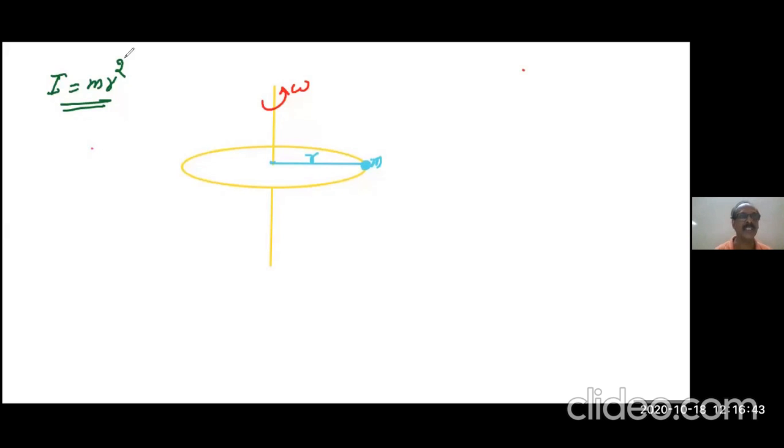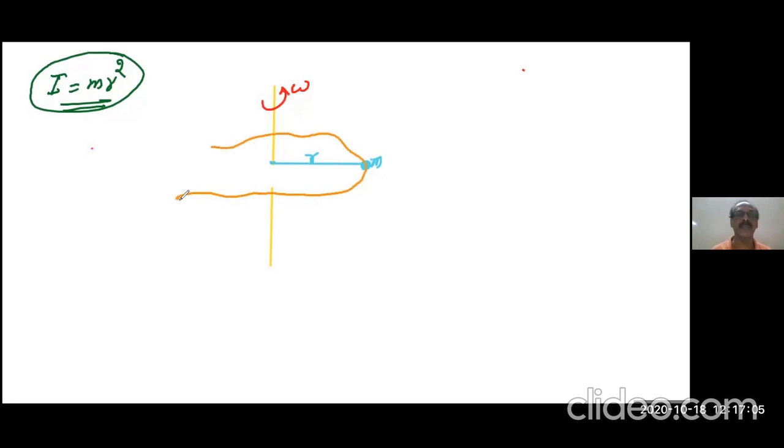Have you written this? Yes, sir. Next one, moment of inertia of a rigid body. This rigid body consists of a large number of particles, right? Yes, sir. A large number of particles this rigid body consists of.